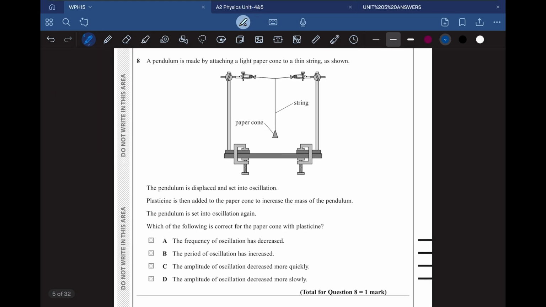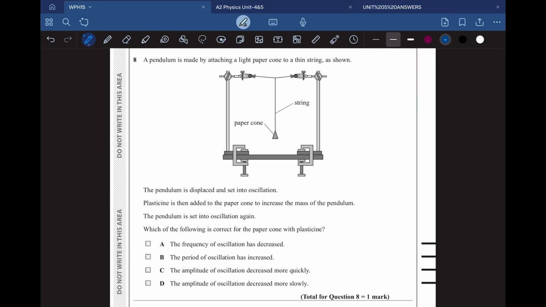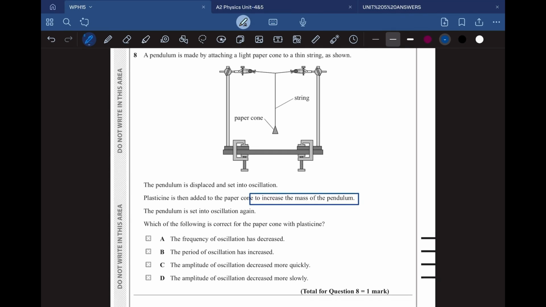Now moving on to question 8, it says a pendulum is made by attaching a light paper cone to a thin string as shown. The pendulum is displaced and set into oscillation. Plasticine is then added to the paper cone to increase the mass of the pendulum. So basically you have increased the mass of the pendulum. The pendulum is set into oscillation again.